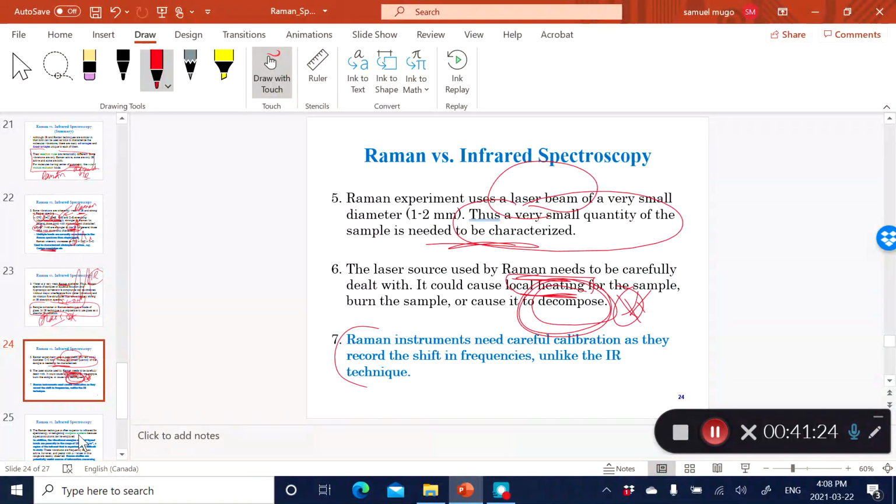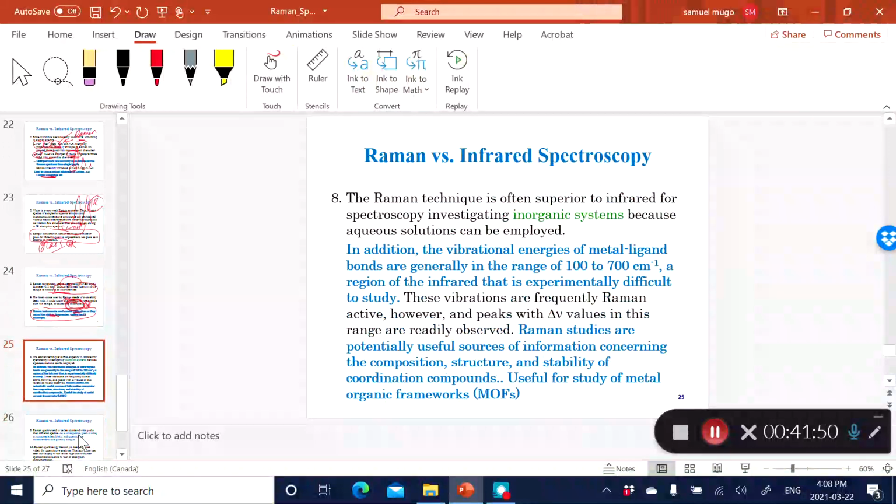Now, Raman spectrometers are painful. You need a lot of careful calibration because, as I said, Raman shifts are very, very low in energy. Unlike the IR, where almost anything you throw in an IR spectrometer gives you a big signal, with Raman spectrometers you really need careful calibration of the optics so that you can get good Raman spectra.